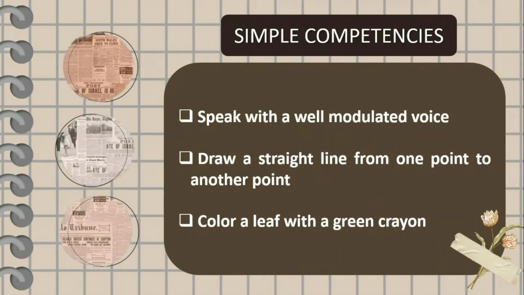A competency is said to be more complex when it consists of two or more skills. That is why we have simple and complex competencies. These are the simple competencies. First, speak with a well-modulated voice. Second, draw a straight line from one point to another point. Third, color a leaf with a green crayon.